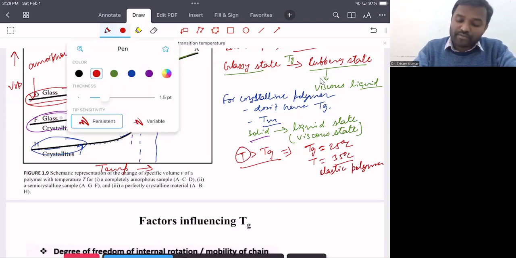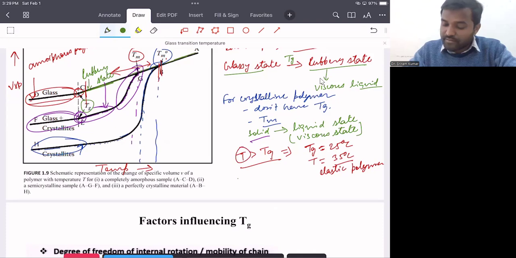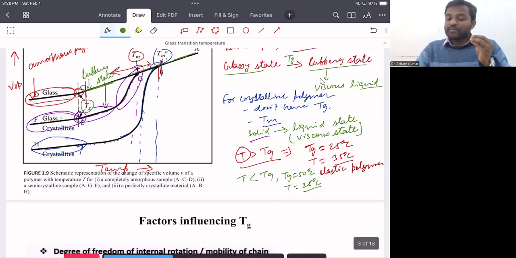What if the working temperature is less than Tg? That means, suppose Tg is equal to 50 degrees Celsius and you are working at room temperature. That means that polymer will be in the glassy state.